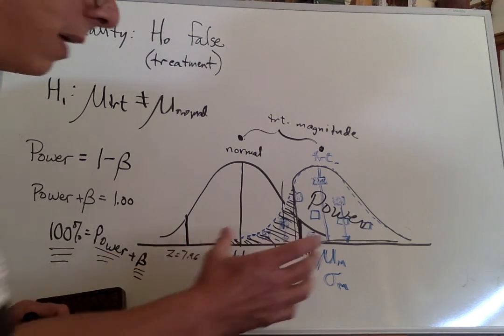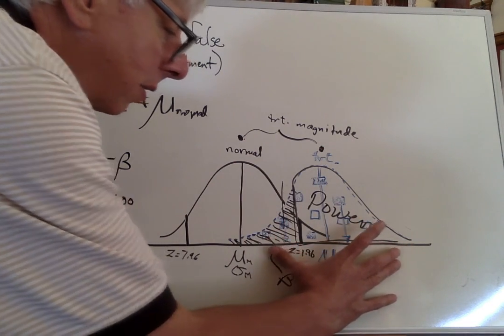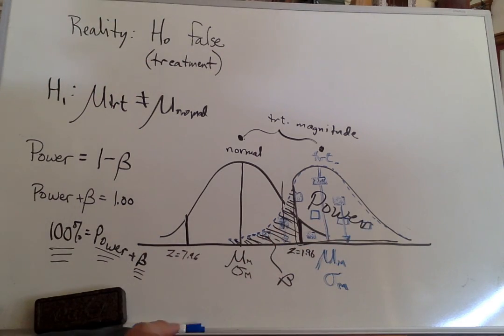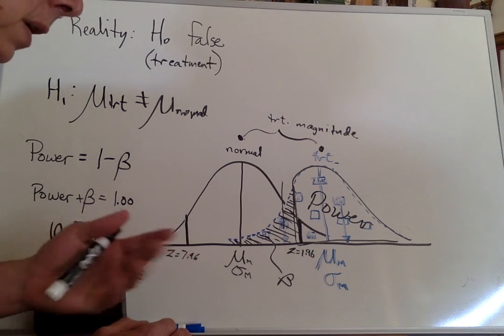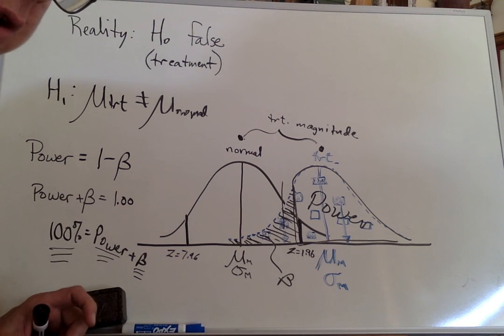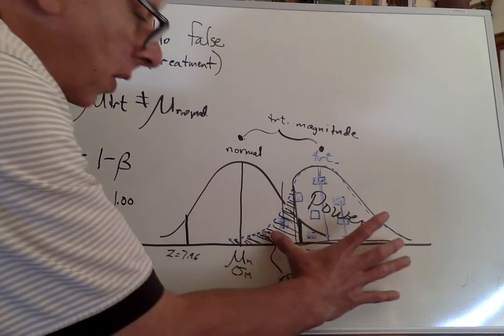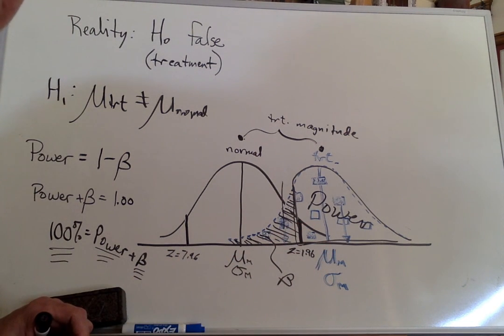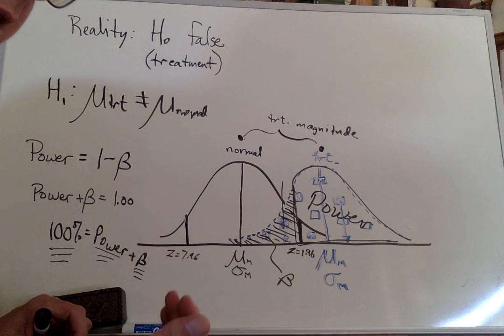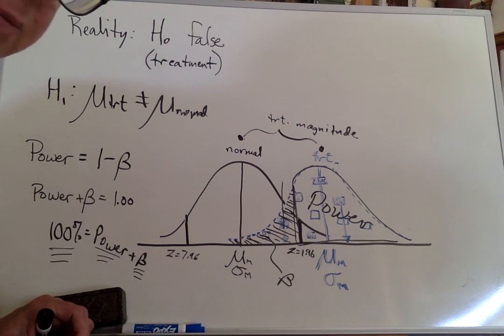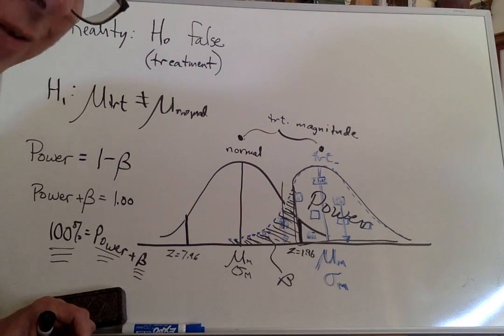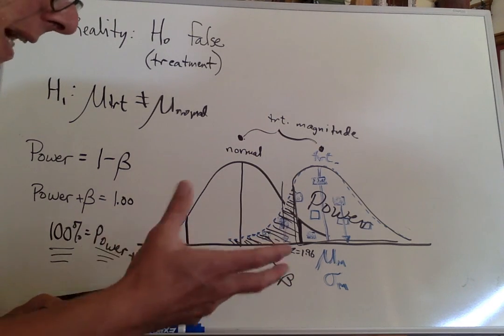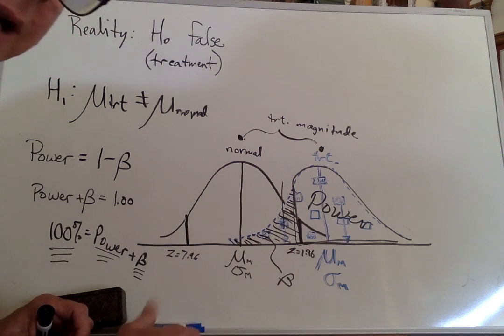Okay? If the treatment is smaller, that is, if I bring this curve closer to the normal, what happens to power? Well, power decreases. It's harder to see a treatment if it's a small treatment. Okay? So when you're doing research, if I want to study the effects of caffeine on reaction time, if I give my subjects 50 milligrams of caffeine, that's only half a cup of coffee, right? I may not have the power to make the correct decision.